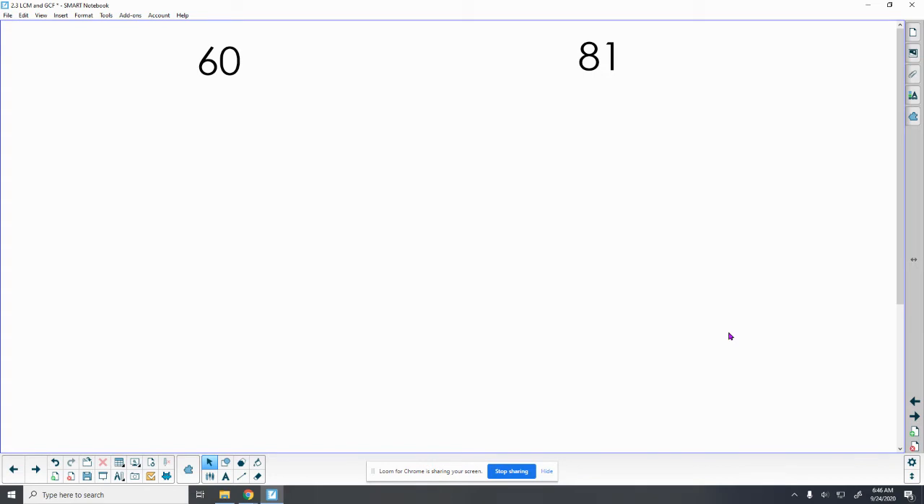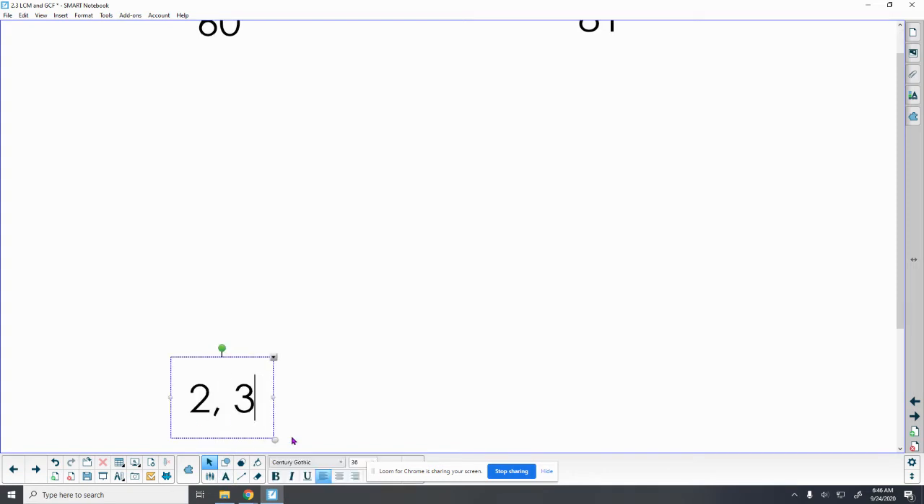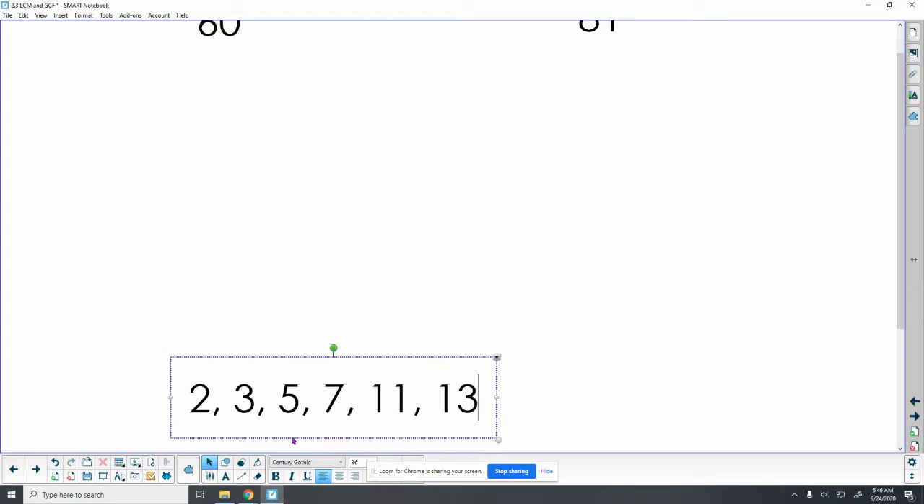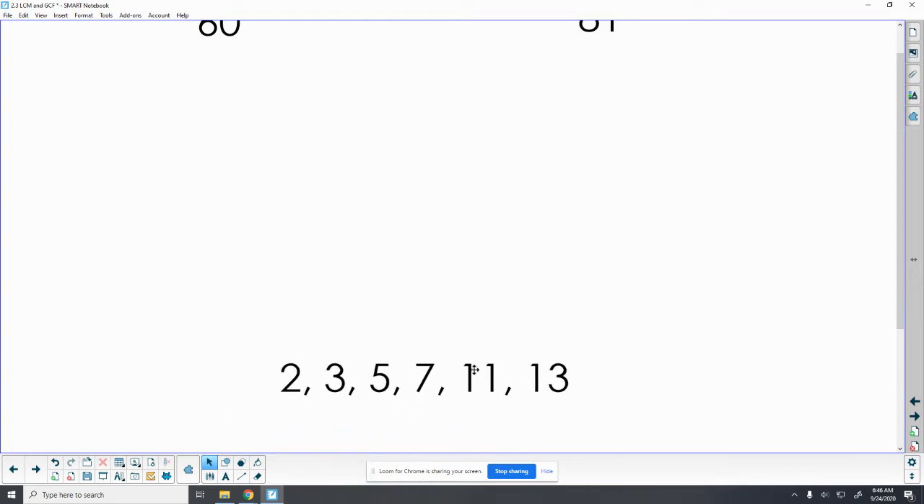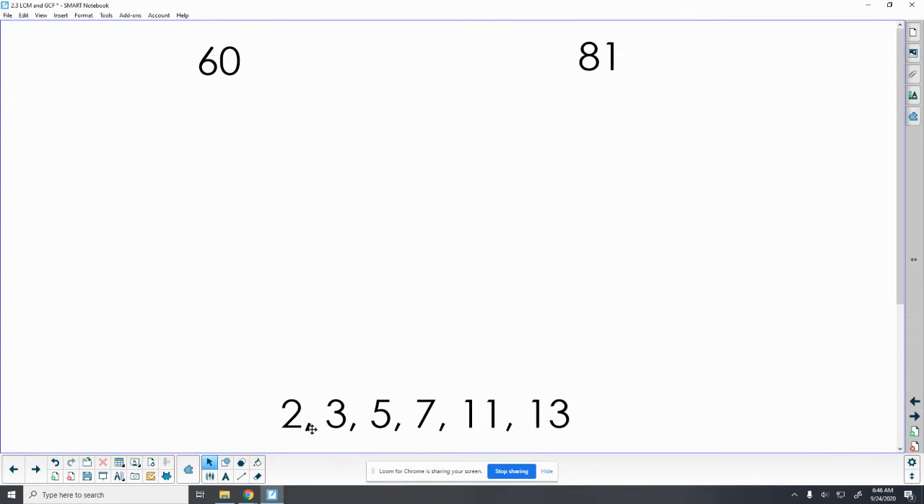So what we're trying to do is find the prime numbers. Prime numbers are things like 2, 3, 5, 7, 11, 13. Those are the first 6 prime numbers. The only numbers that can make them are 1 times 2, 1 times 3, 1 times 5, 1 times 7, 1 times 11, 1 times 13. They do not have any other whole number factors.